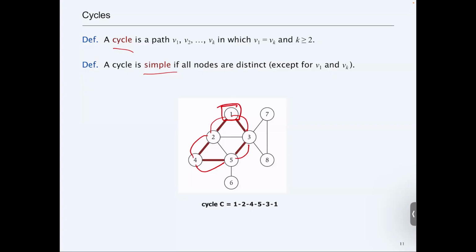So a lot of graph algorithms involve one of the following things. They might involve detecting cycles, they might involve removing cycles, or they might involve constructing cycles. So knowing what a cycle is going to become very, very important.